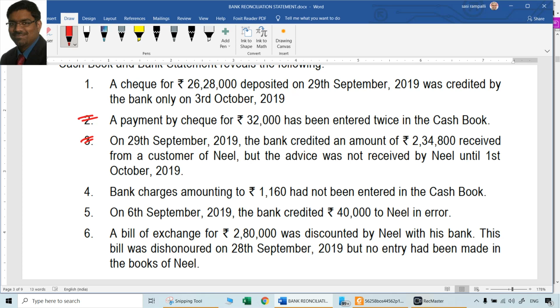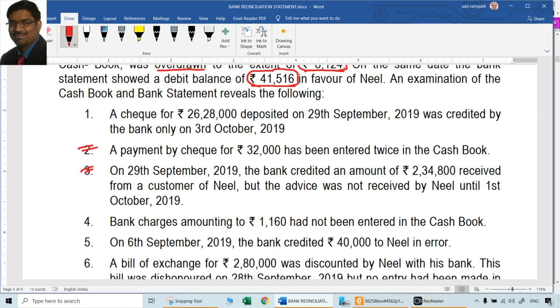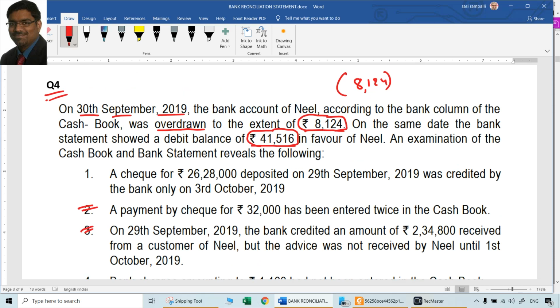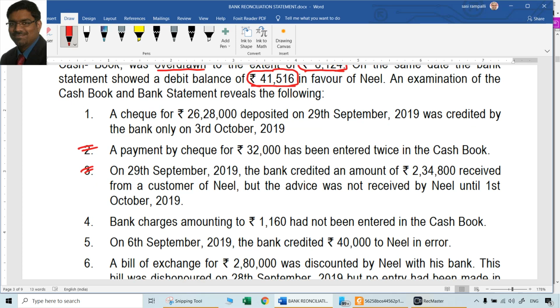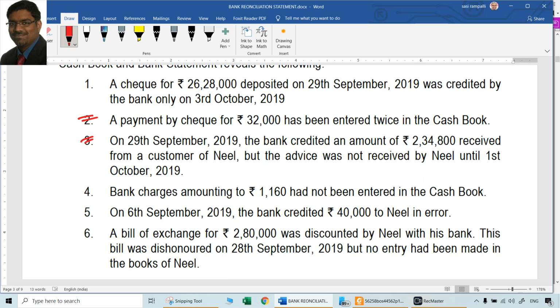Point number 3. On 29th September 2019, bank credited an amount of 2,34,800 rupees received from a customer of Neil, but the advice was not received by Neil until 1st October. It's okay, it's not a mistake, it is a timing difference, but still, can we rectify our cash book with that? Yes, we can, because now we know it. Earlier we did not know, because bank intimated us a little late. Though the deposit happened on 29th of September, we got intimation now only. That's okay. Since we know that, now we can rectify our cash book with that.